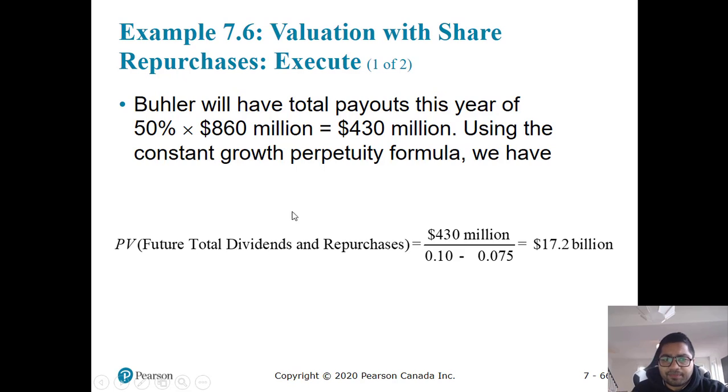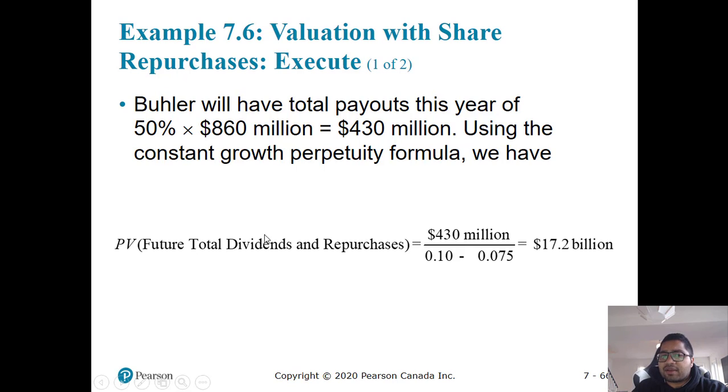So what are they doing? $860 million is the earnings right now. Out of that, 30% you will pay in dividends, 20% you will pay in share repurchases. So overall, you're paying 50% of the earnings as share repurchases and dividends. So that is 430 million.